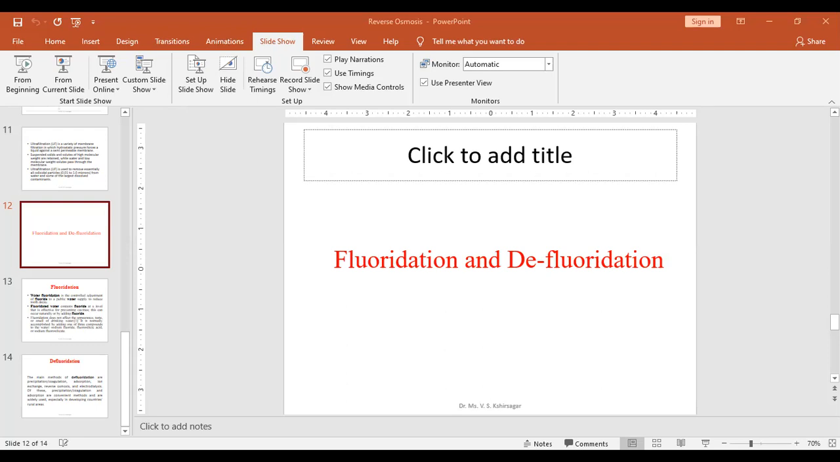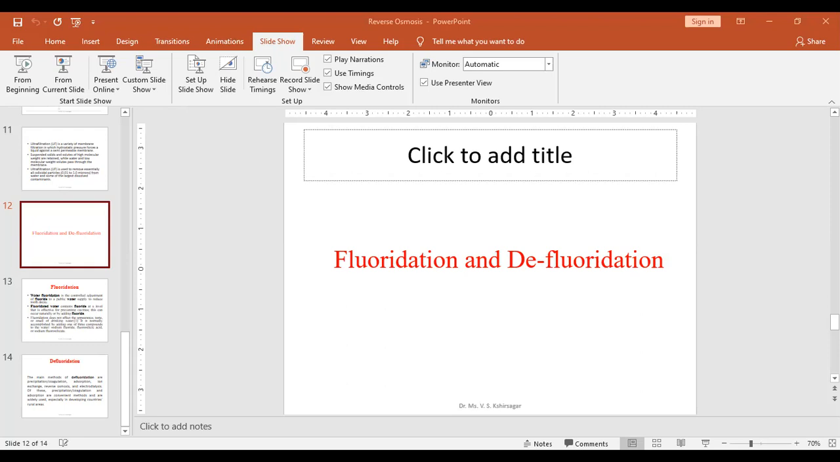Yes, please. Ma'am, what range of fluoride in water did you say? 1 to 1.5 ppm, or milligram per liter. 1 ppm is equal to 1 milligram per liter. So you can write down: fluoride content in water should be in the range of 1 to 1.5 ppm or 1 to 1.5 milligram per liter. Noted down?